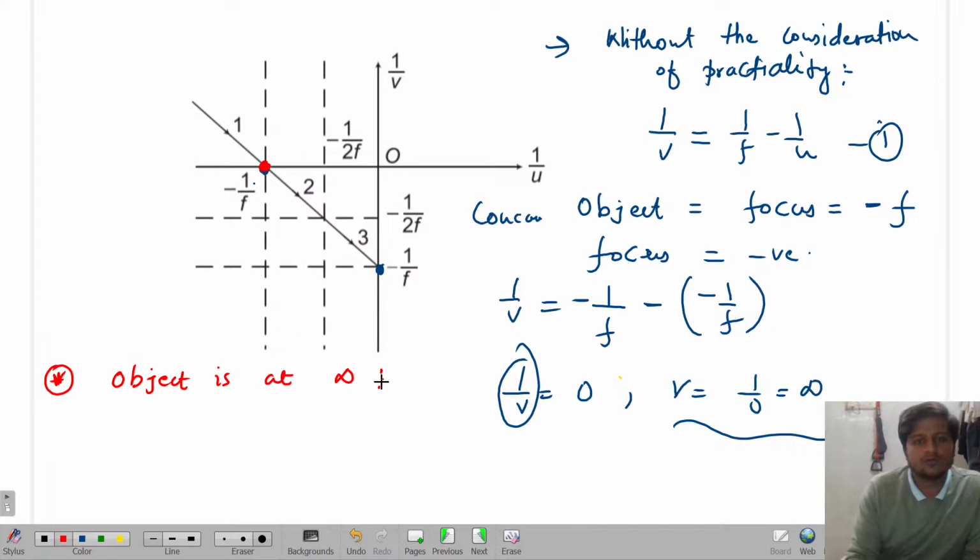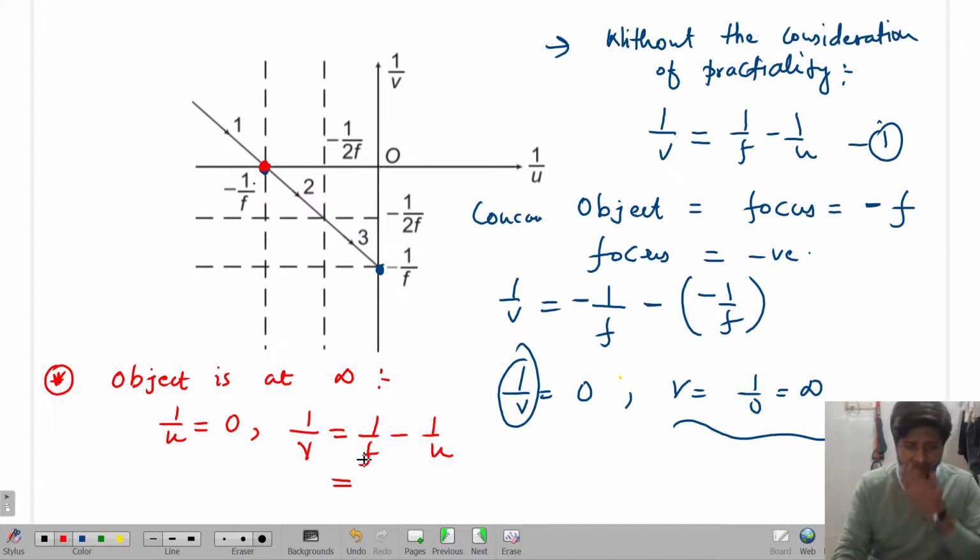Now if the object is at infinity, what will 1 by u be? It will again be equal to 0, yes or no? But what is going to happen? 1 by v will again be 1 by f minus 1 by u. Now you know that 1 by u is equal to 0. Focal length is negative. So 1 by v is how much? Minus 1 by f. So here you got again minus 1 by f.